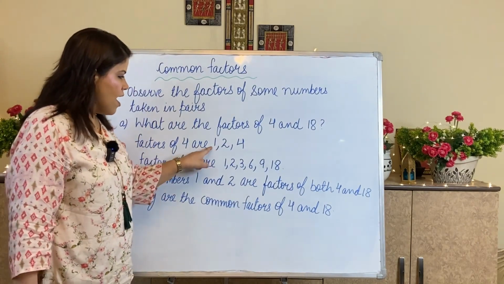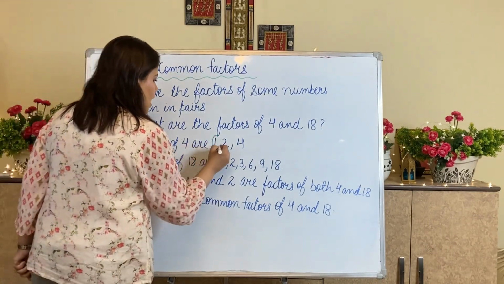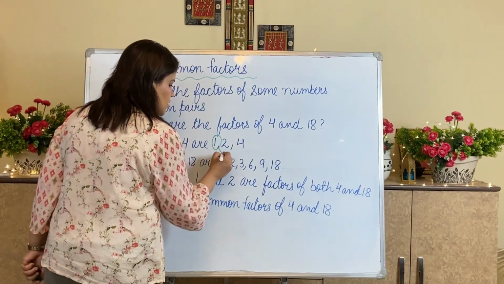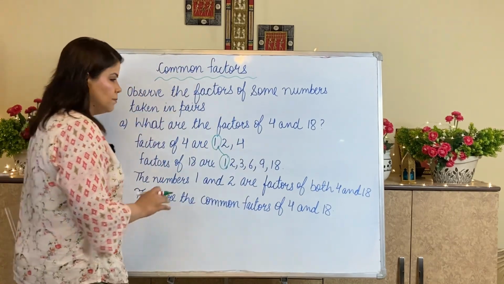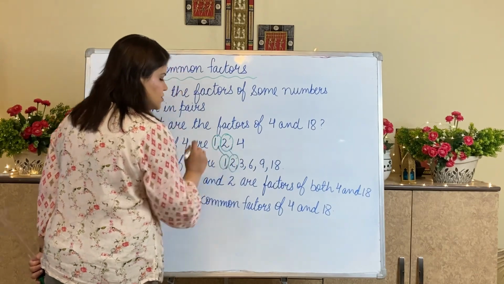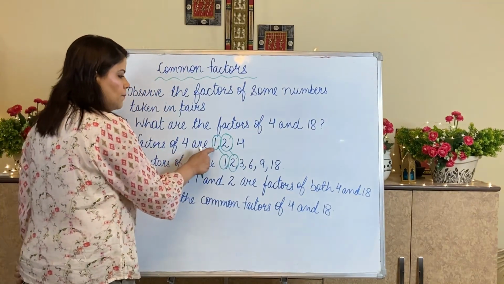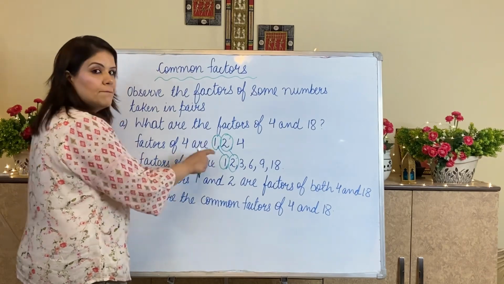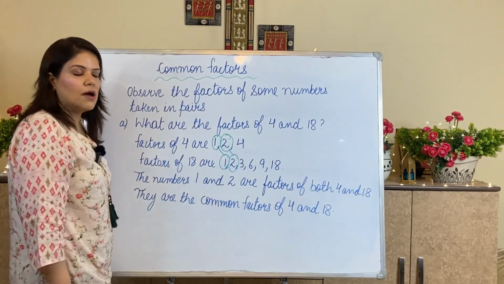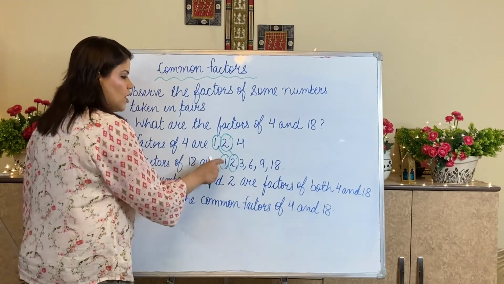For 1, I have one pair. That is 1, and I am pairing this with this one. So this is making one pair. For this 2, I have the other 2. This is going to make one pair. So I need to find a pair of the same number in the factorization of both the numbers. So I am finding 1 and 2.